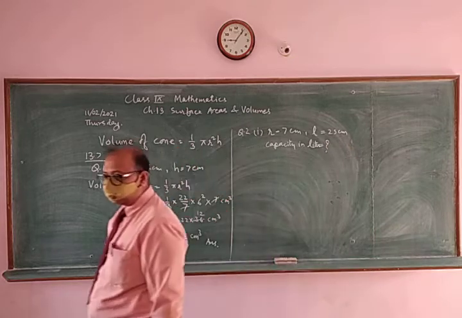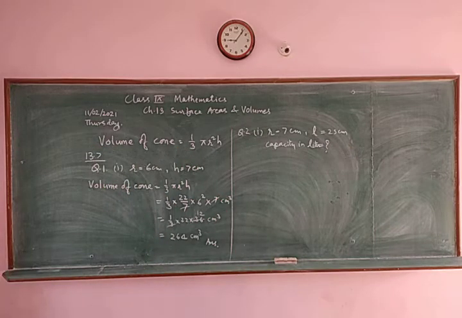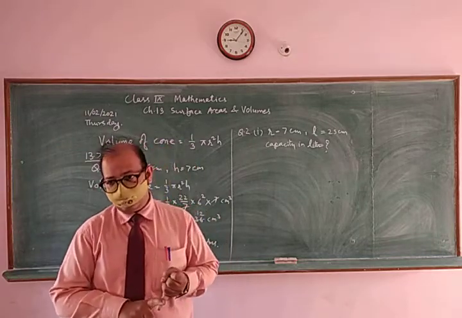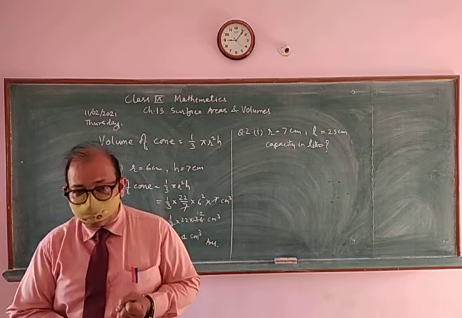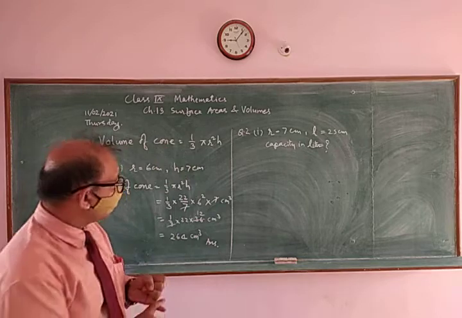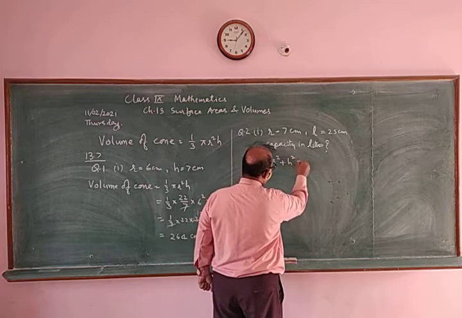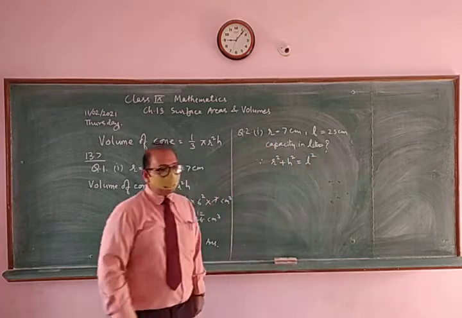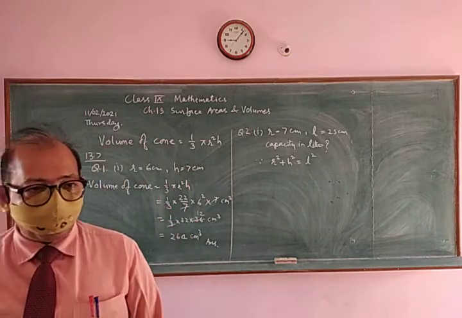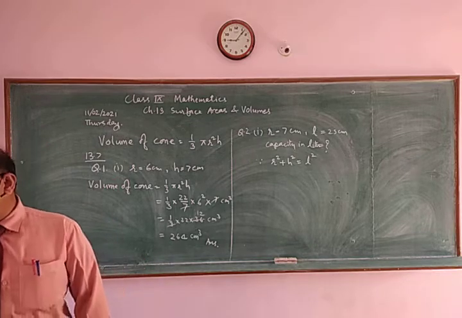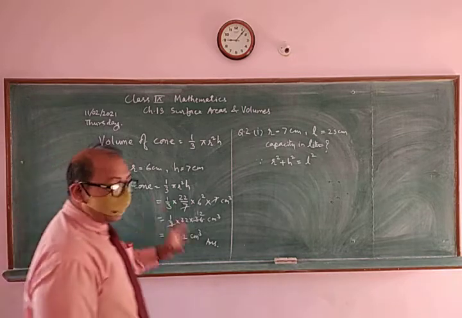Now you see that to find the capacity means to find the volume. To find the volume we need radius and height, but height is not given here. Slant height is given, so first we find height. Since r square plus h square is equal to l square, this is the formula for the slant height.